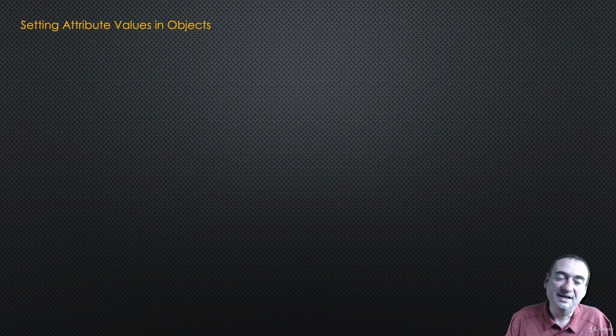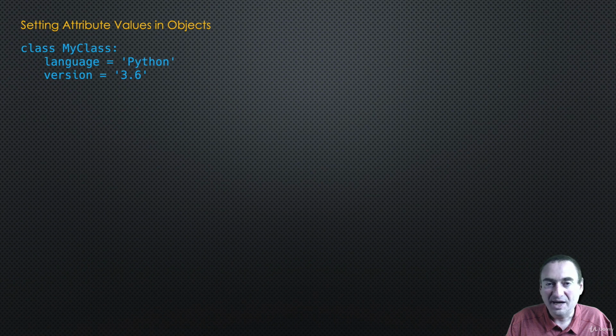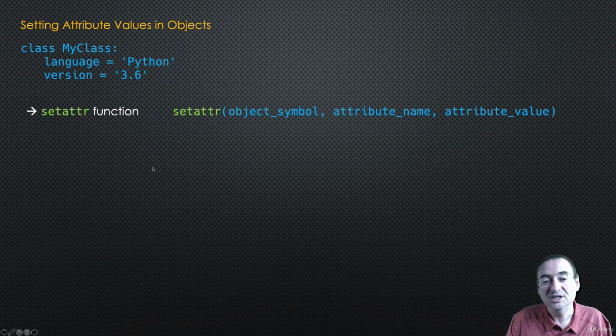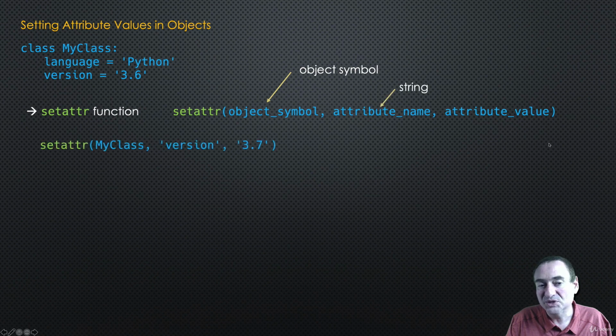So how can we set attribute values in objects? Well, let's say that we have this object here, myClass, right? And it has these two attributes, language and version. Well, we can use the setAttribute function, the setAttr function. Again, it's a built-in function. It's very similar to getAttribute. We pass in the symbol for the object, we pass in a string for the attribute name, and we pass in the value that we want to set that attribute to. So in this case, we could say setAttribute myClass version 3.7, right?